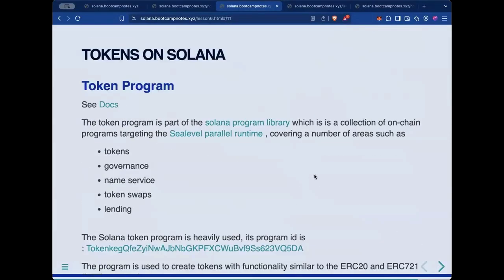Okay, so let's talk about tokens. So this is somewhat different. If you've come from an Ethereum background, the way that tokens work on Solana is somewhat different. Just to contrast it, on Ethereum, you can create a token based on the ERC20 standard. But the way that you do that is that you have to provide all of the code for that token. You have to write a smart contract which contains all of that code.